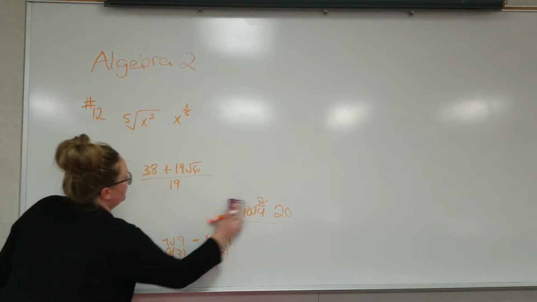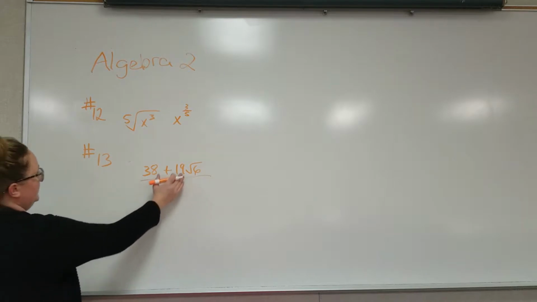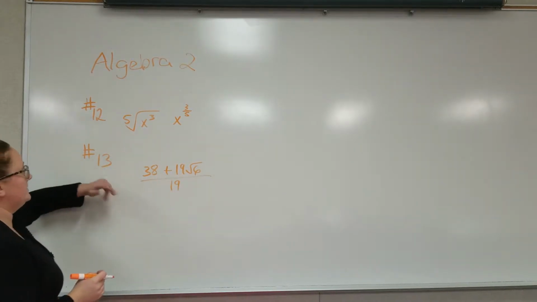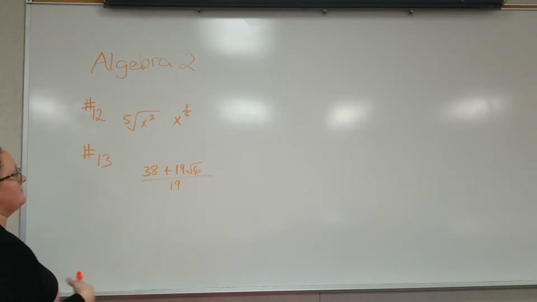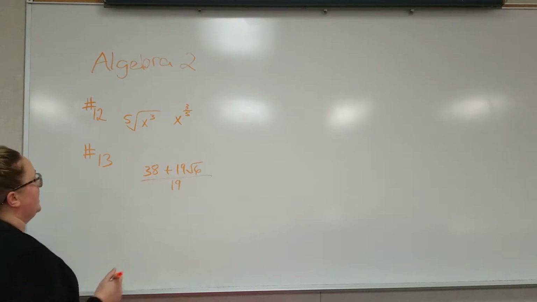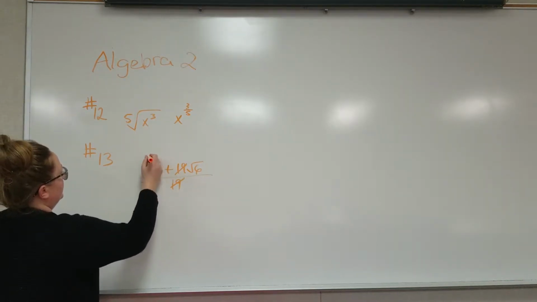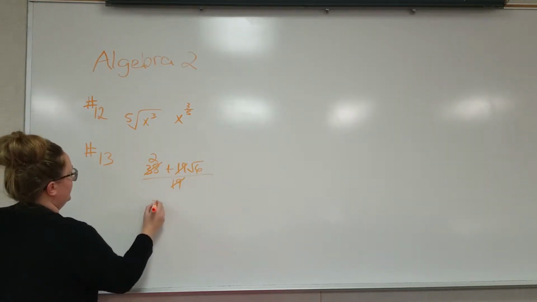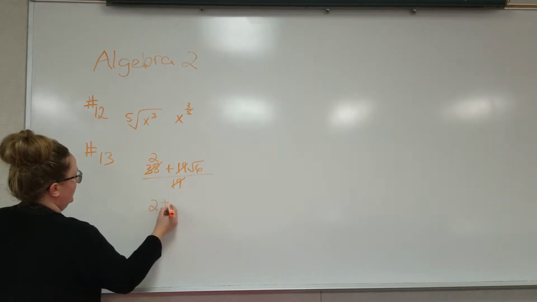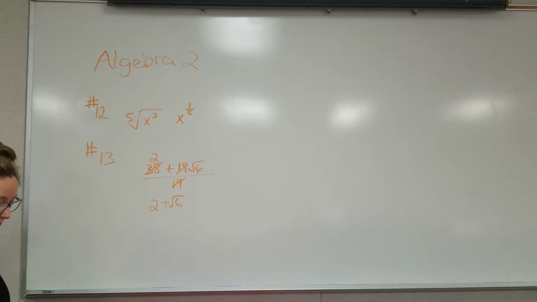Now, you have three constants here. You have 38, 19, and 19. As long as all three of these numbers can be reduced by the same number, then you can do that, all right? And 19 times 2 is 38. So that means 19 and 19, and then 38. 19 goes into 38 twice. So all that's left is 2 plus square root of 6. That's going to be the final answer.